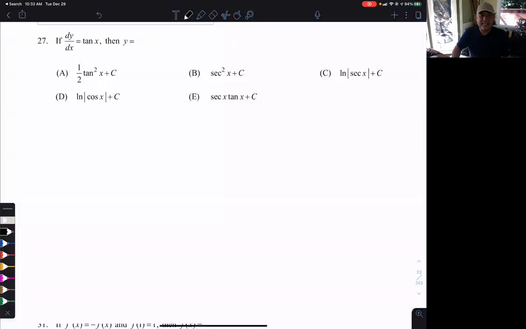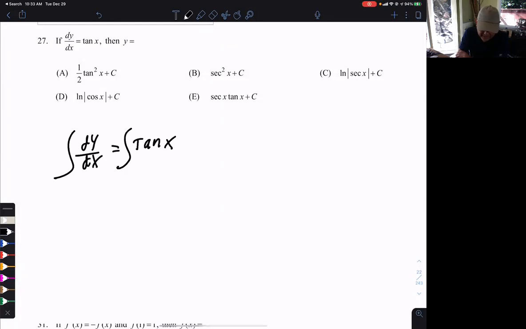This is 1969, number 27. So this is called a differential equation. This is differential form. So how do you find the original function? We integrate both sides, basically.